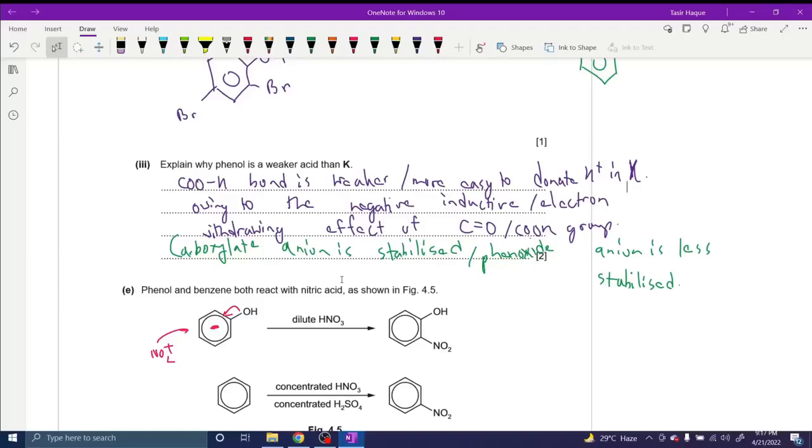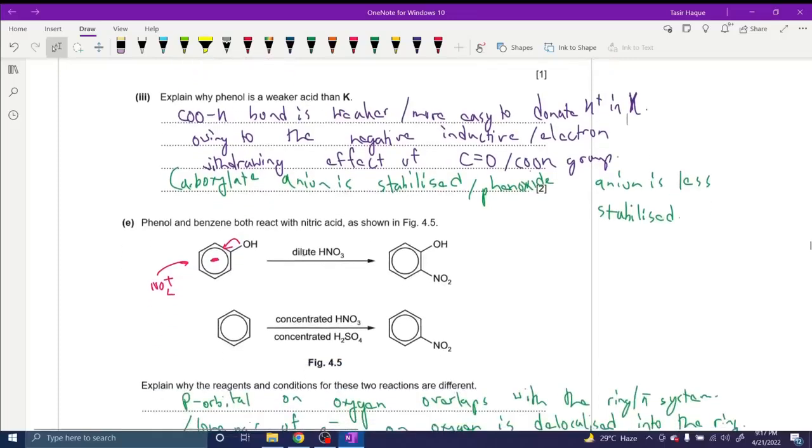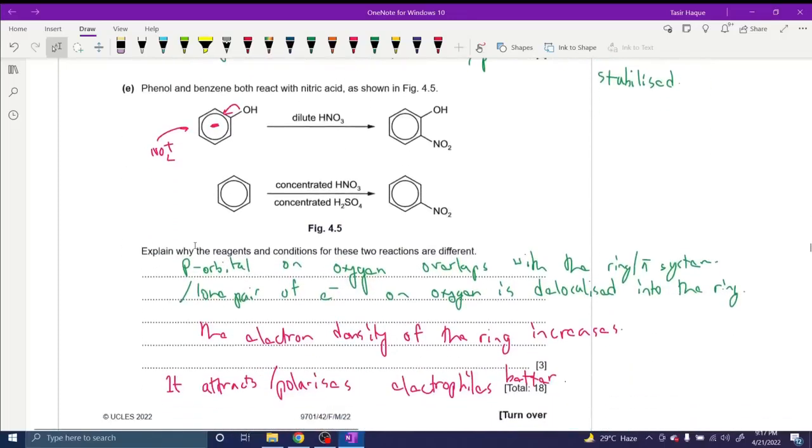Mainly the lone pair of electrons on the oxygen of phenol actually takes part in the delocalization of the benzene ring. So think about it, the ring becomes more rich in electrons, so it becomes an easier target for electrophiles. Electrophiles can easily attack the benzene ring since it's much more negative in nature.